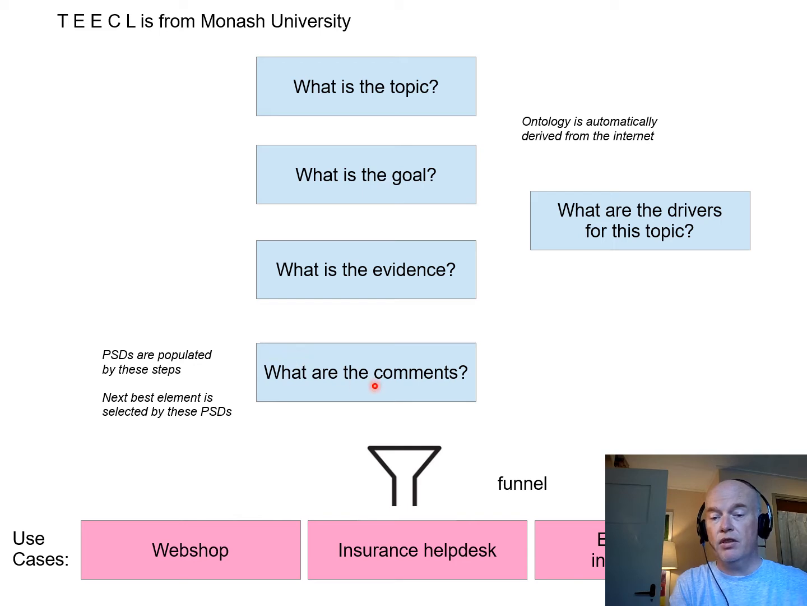And you can translate these steps to the different use cases. So for instance, for a care home, the AGI will ask the user, what is the topic? Or it will try to assess what the topic is. What is the goal? What is the evidence for the information I give to you or I get? And what comments can I deliver on this information?